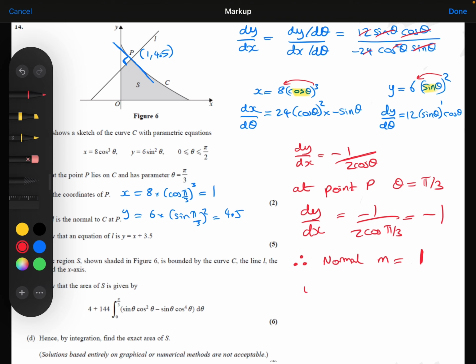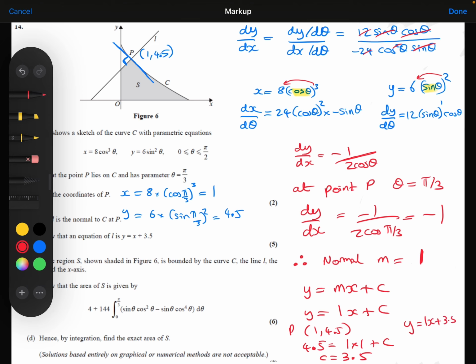I can now do y equals mx plus c. I know the gradient is 1, and I know it passes through point P, which is 1, 4.5. So substituting that coordinate in, I see that c is 3.5. Therefore, the equation of my normal is y equals 1x plus 3.5, which was what we needed to show.